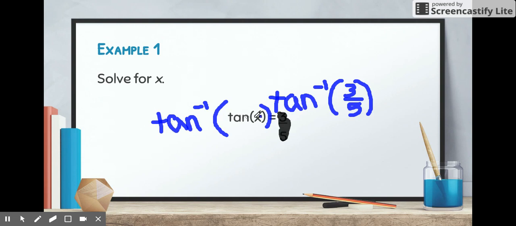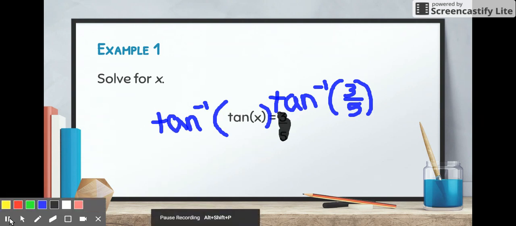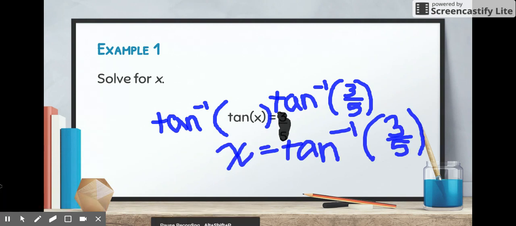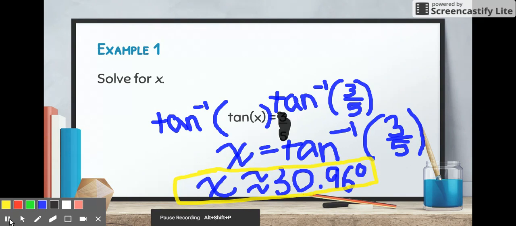The tan inverse of tan of x is actually just simplifying to x. So that's going to leave us with x equal to tan inverse of 3/5. So to type that in your calculator, you're going to do second tangent and then 3 divided by 5 and close your parentheses. Closing your parentheses doesn't really matter for this problem, but we want to get into good habits so when problems get more complicated, you don't make careless mistakes just because you forgot to close your parentheses. And when you do that, you're going to find that x is approximately 30.96 degrees. So x is approximately 30.96 degrees.